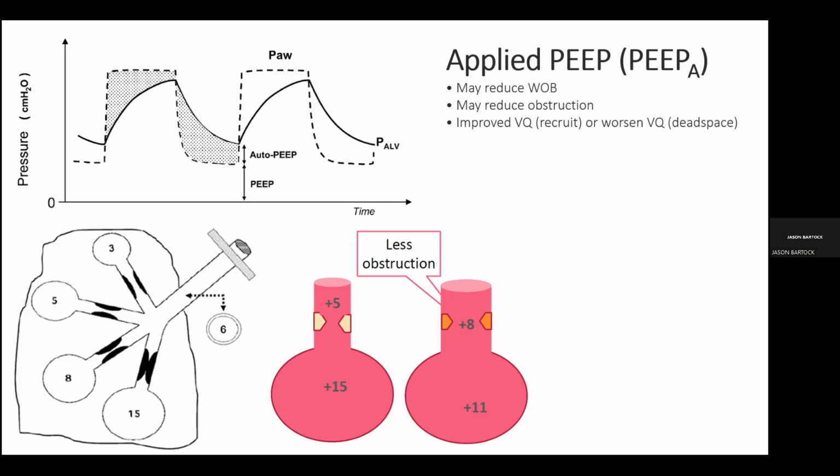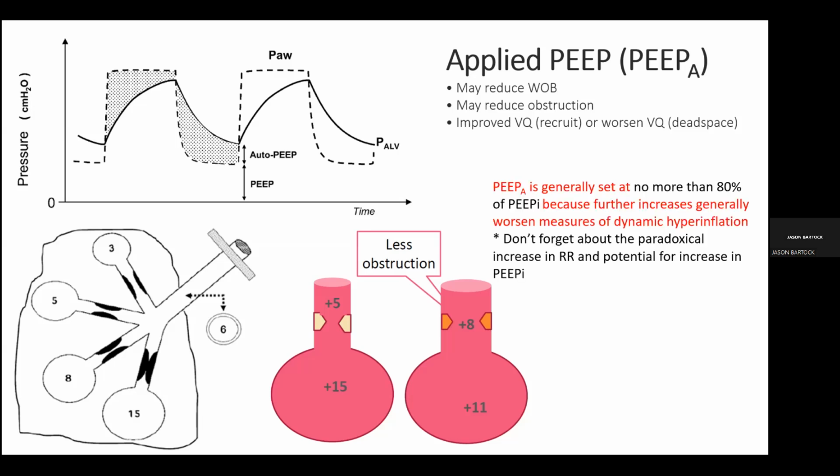So this is a good example here of high intrinsic PEEP. You see these alveolar units on the left side. You have an intrinsic PEEP of 3, 5, 8, and 15. This is what it looks like a lot in COPD. You have some very, very inflated alveoli that are doing a very, very poor job of deflating and participating in gas exchange, and you have other ones that are doing relatively fine. The idea of applied PEEP will decrease work of breathing in your patient and allow for better exhalation by tenting open airways.